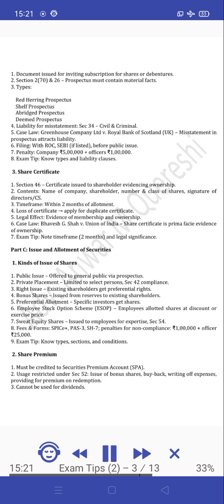Section 26 and 27. Prospectus must contain material facts. 3. Types: red herring prospectus, shelf prospectus, abridged prospectus, deemed prospectus. 4. Liability for misstatement, Sec 34: civil and criminal.